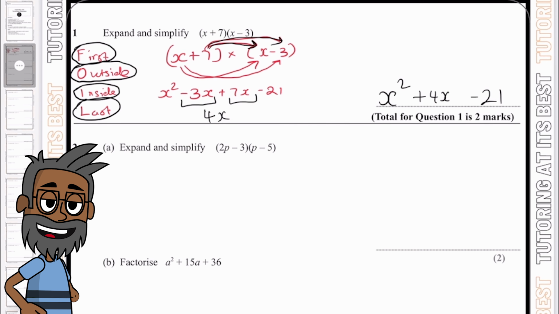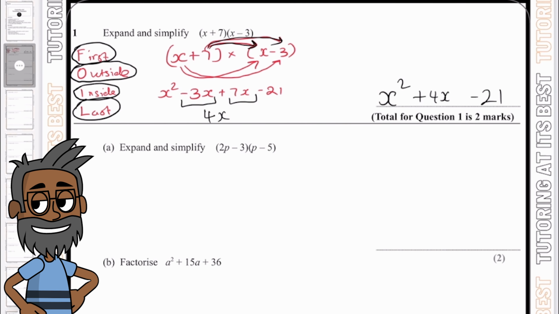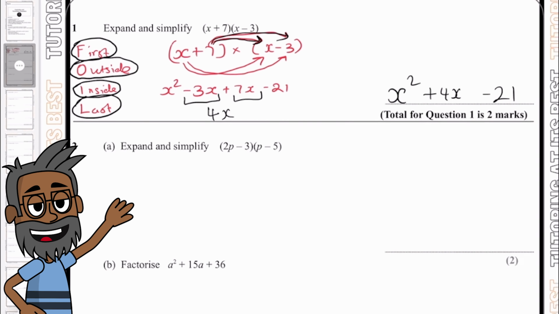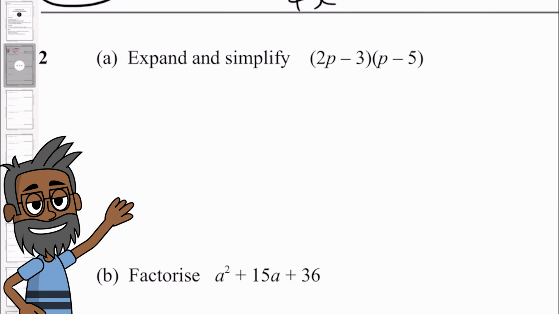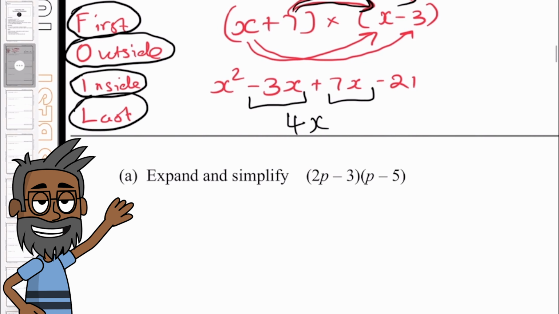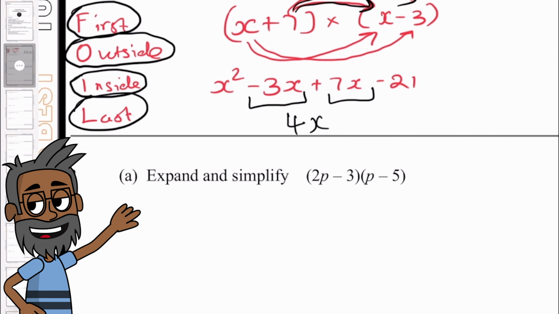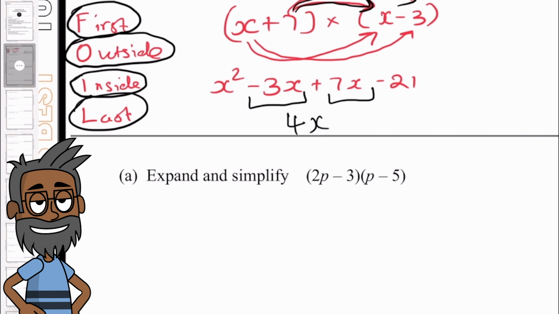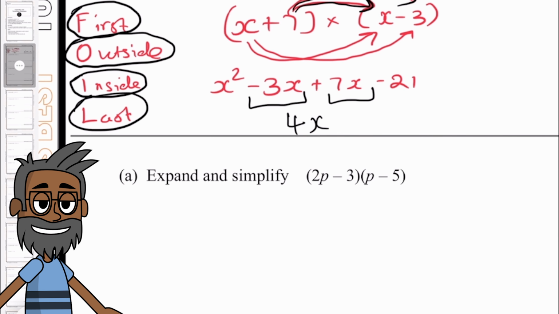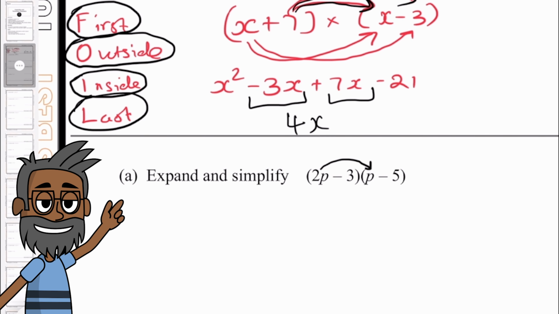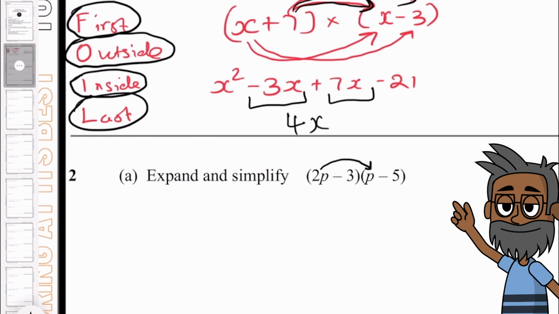I hope that was clear. Let's now move into 2a. So expand and simplify, again, another pair of 2 brackets. So let's go ahead, zoom in, and work on this. I'm going to keep the FOIL at the top so you can see exactly what I'm doing. I'm going to use 2 colors now. Let's start off with the black. So I'm going to take my first variable, and that's 2p, and I'm going to multiply this with the p. That's my first, so that will give me 2p squared.